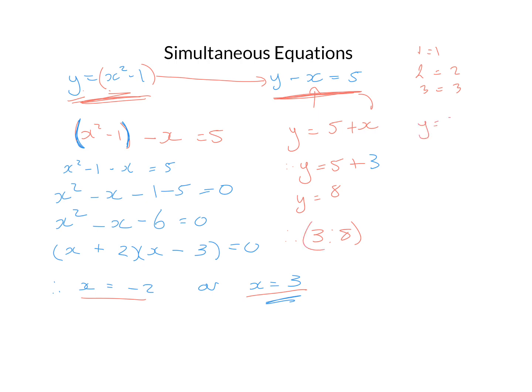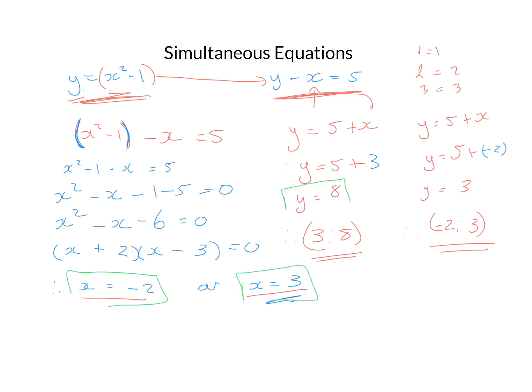I'm going to redo it this side with the other one. y is equal to 5 plus, what am I going to put this side? A negative 2. And so y is equal to 5 minus 2, which is 3. And so I have minus 2 and 3 as my other set of values. Remember, it's important, you want to always find an x value and its matching y value. That's what simultaneous equations are about.